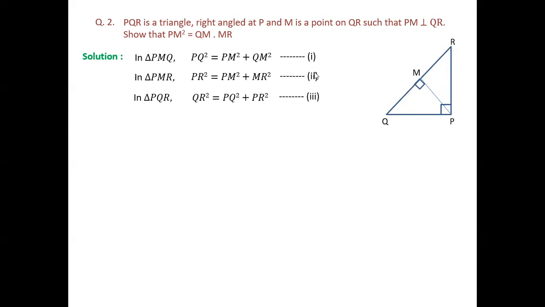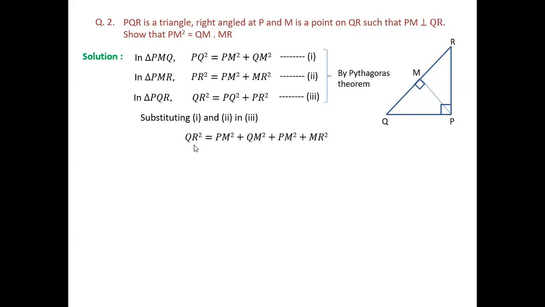Now, how did we get all these three? Using Pythagoras theorem. So, all these three by using Pythagoras theorem. That is the theorem. Now, substituting equation 1 and 2 in 3. We substitute. This is PQ. So, this value we will substitute here. This value we will substitute here.